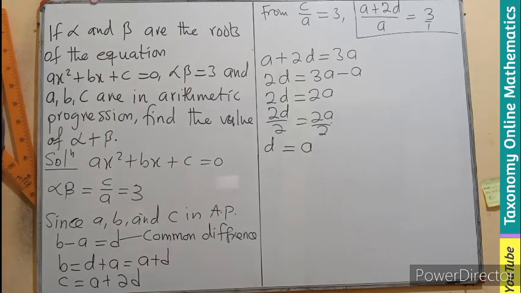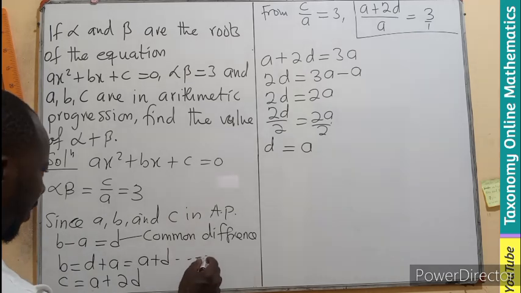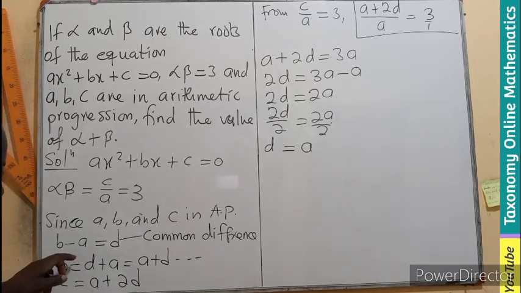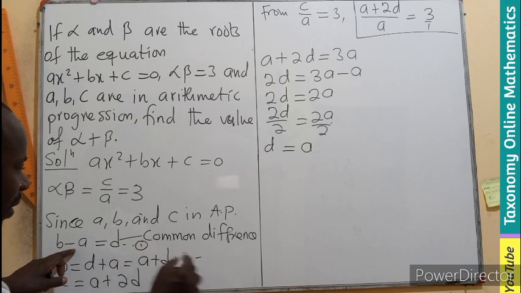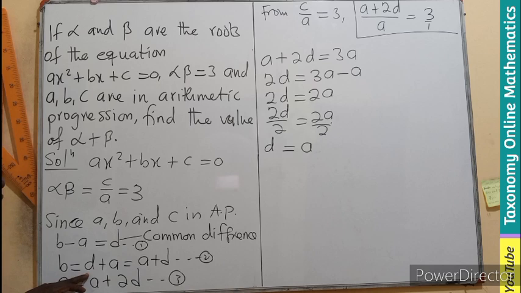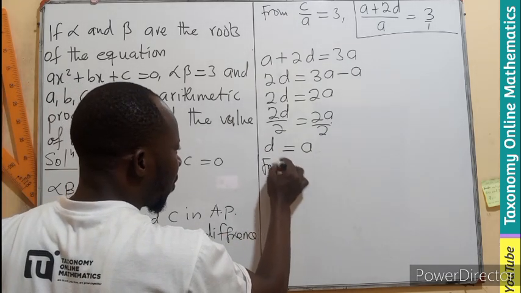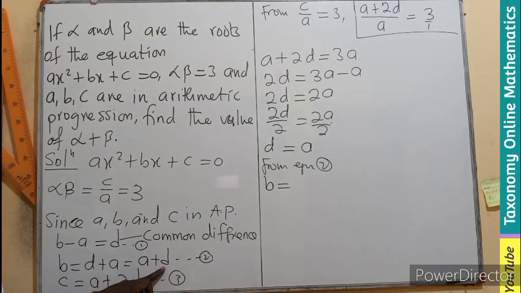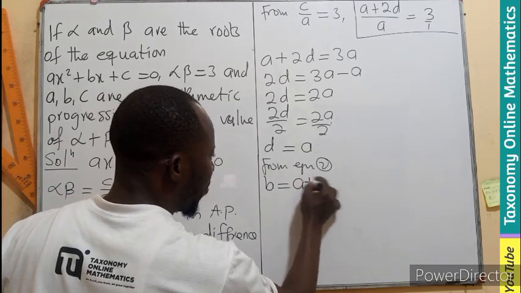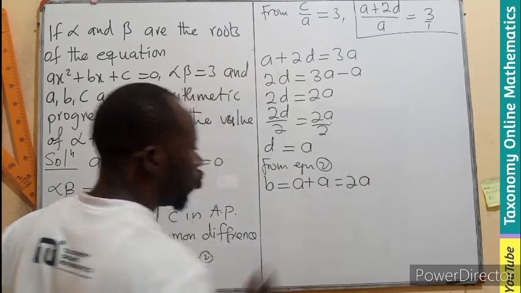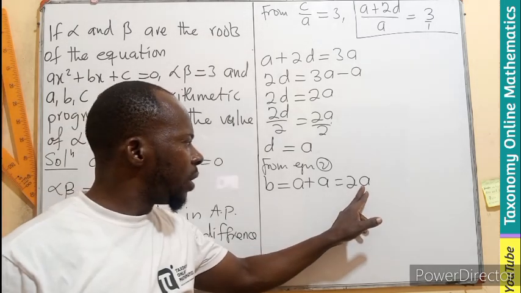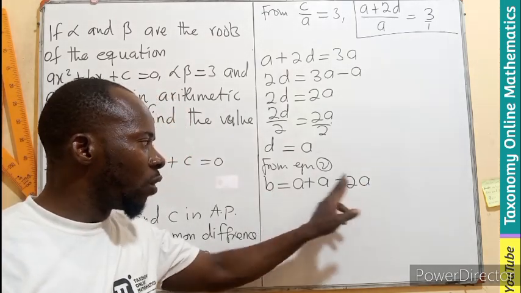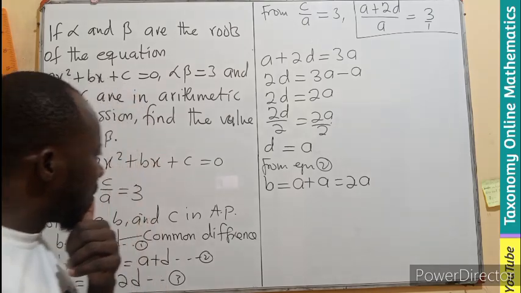Then, where is my equation 1? Okay, this could be equation 1. Let me say this equation 2, equation 3. So from equation 2, I can say that b will be equal to a plus d, which is a plus a equals 2a. So b is also in terms of a. What next do I need?